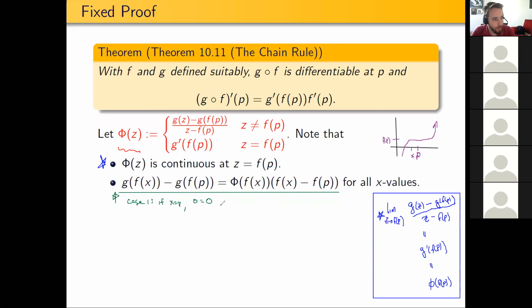If x does not equal p, so case two, we can divide to get, and now we're going to divide the f of x minus f of p to the other side. So we get g of f of x minus g of f of p over f of x minus f of p equals phi of f of x.